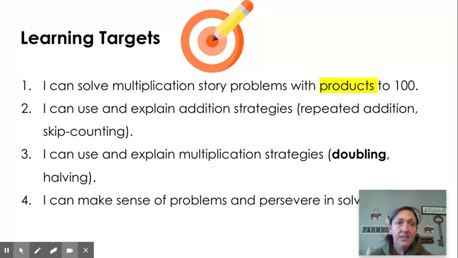Our learning targets are, I can solve multiplication story problems with products to 100. So that means something times something equals a product. A product is the answer to a multiplication problem.